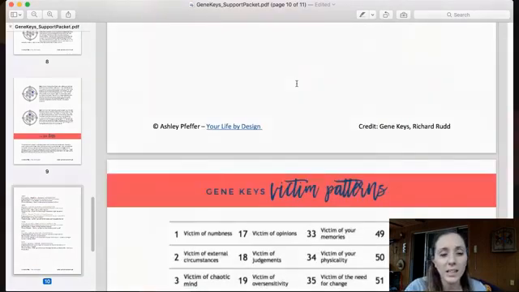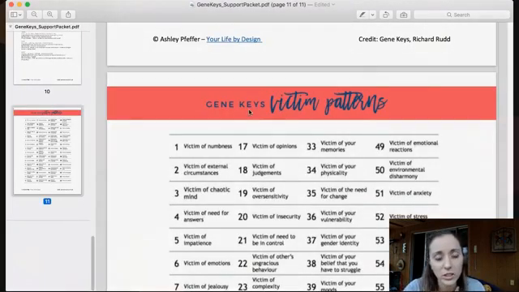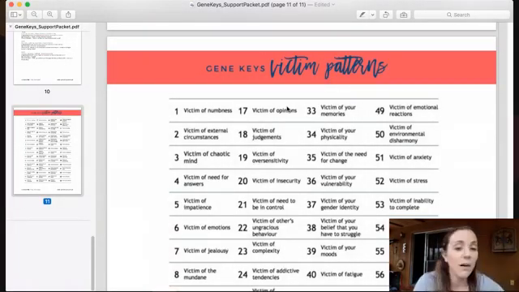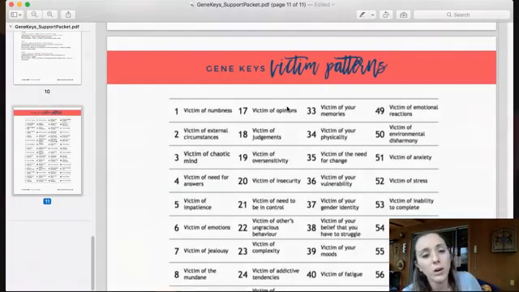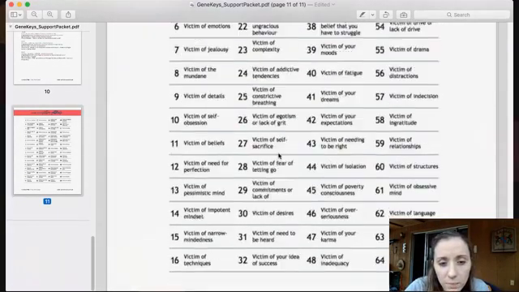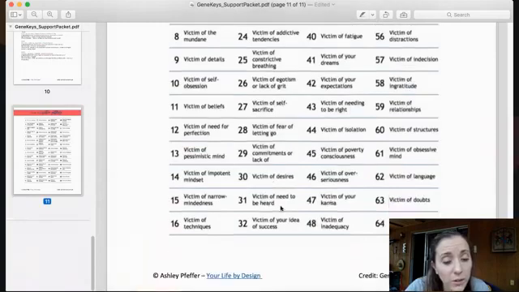The last thing in this is the victim patterns, the gene key victim patterns. So each of the gene keys in your profile have a victim pattern, and obviously we have all the gene keys. So for example, I opened up to the 31st gene key, and that is, let's see, the victim of your need to be heard. This gene key is arrogance, leadership, and humility.